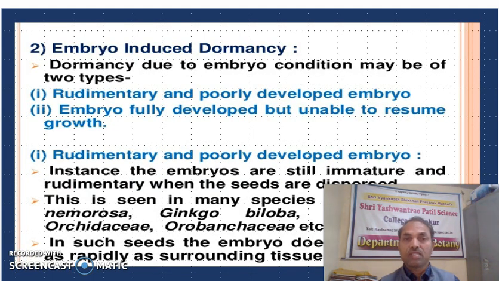Embryo induced dormancy. Dormancy due to embryo condition may be of two types: rudimentary or poorly developed embryo, and embryo fully developed but unable to resume growth. First, rudimentary and poorly developed embryo. In this case, the embryos are still immature and rudimentary when the seeds are dispersed. This is seen in many species like Anemone nemorosa, Ginkgo biloba, and members of Orchidaceae, etc. In such seeds, the embryo does not develop as rapidly as the surrounding tissues.